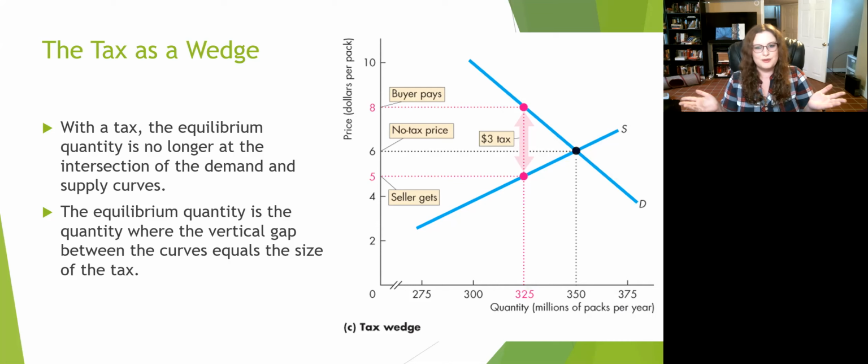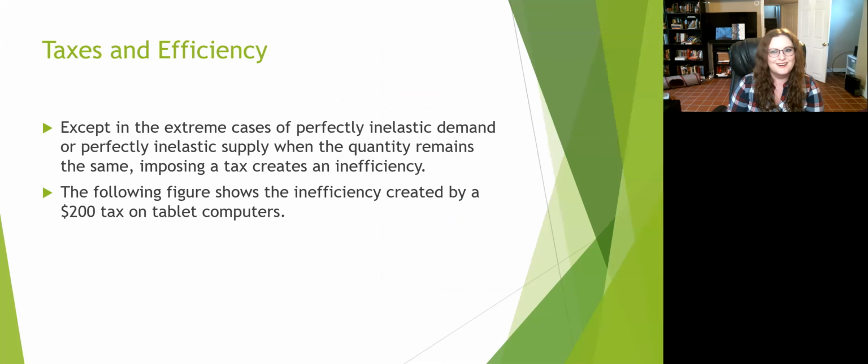With a tax, the equilibrium quantity is no longer at the intersection of the demand and the supply. The equilibrium quantity is wherever you move to the point where the distance between these two lines is equal to the amount of the tax. The equilibrium quantity is determined by that vertical gap relative to the tax. And we see by the slope of the two lines which one is going to be affected more.